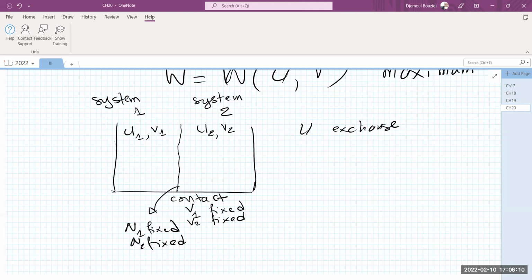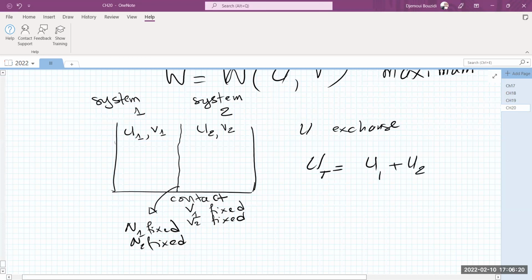Now, if we do that, the total energy of the system is simply U1 plus U2. That's all the system there is. This is our entire universe. There is no more energy. Energy cannot be created or destroyed. This is conservation of energy. So this is how much we started with.